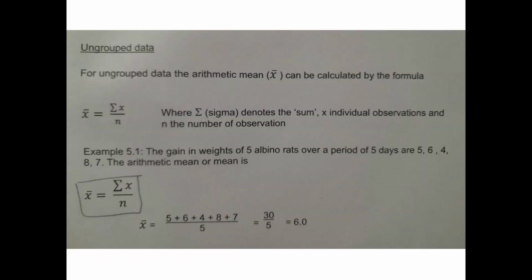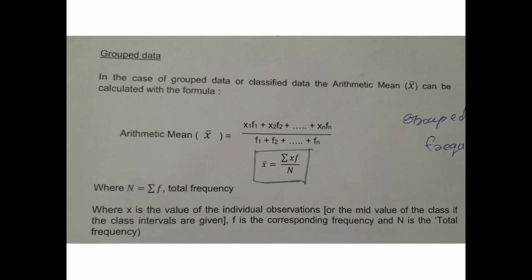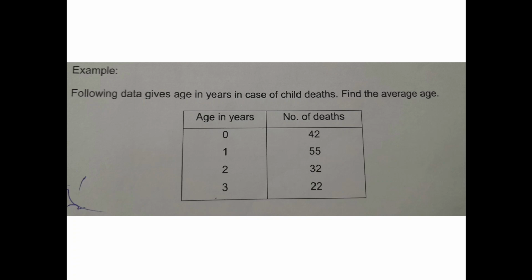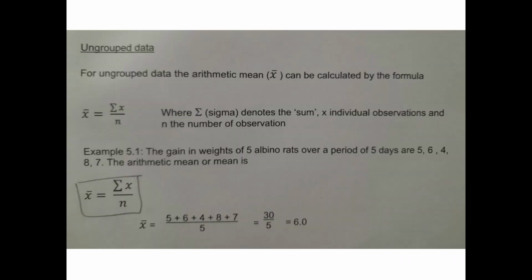First we will see ungrouped data. Ungrouped data means there will be only one single set of data. What do we mean by grouped data? Here you can see, for example, age in years and number of deaths are given. So it is grouped into two columns. Two data will be there, one related to the other. In that condition we call it grouped data. And if the data is single, we call it ungrouped data.